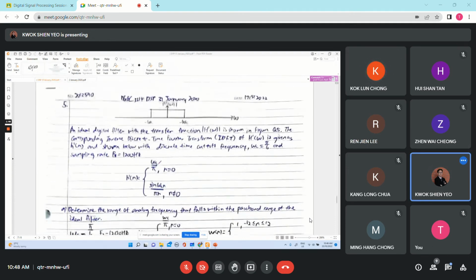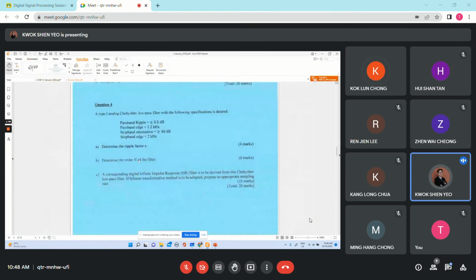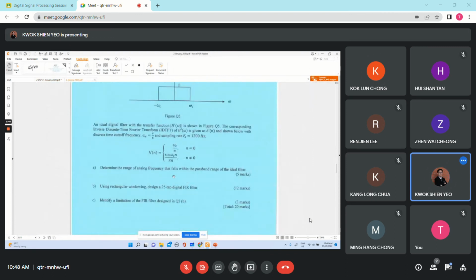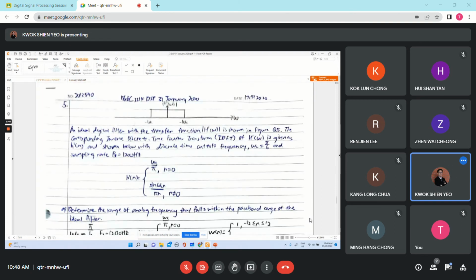Okay, number 5. An ideal digital filter with the transfer function is shown.